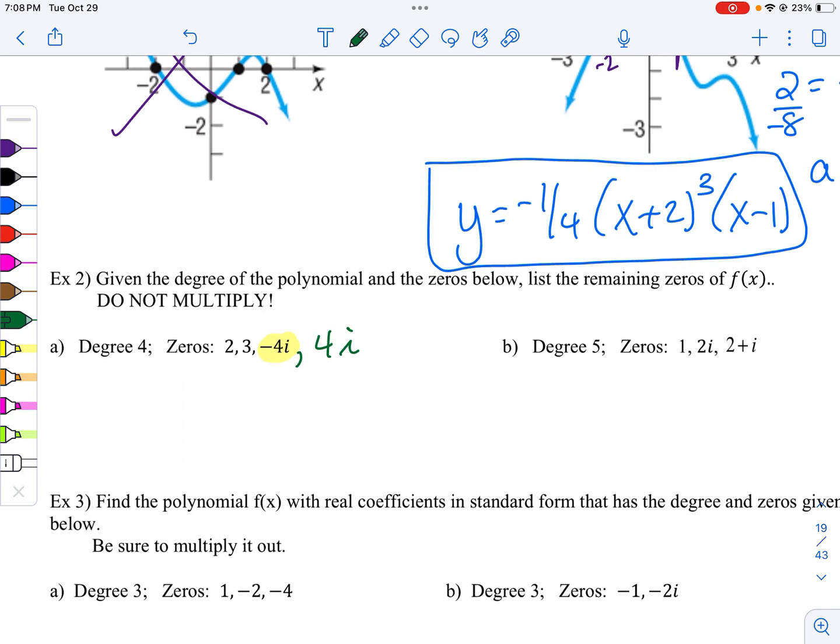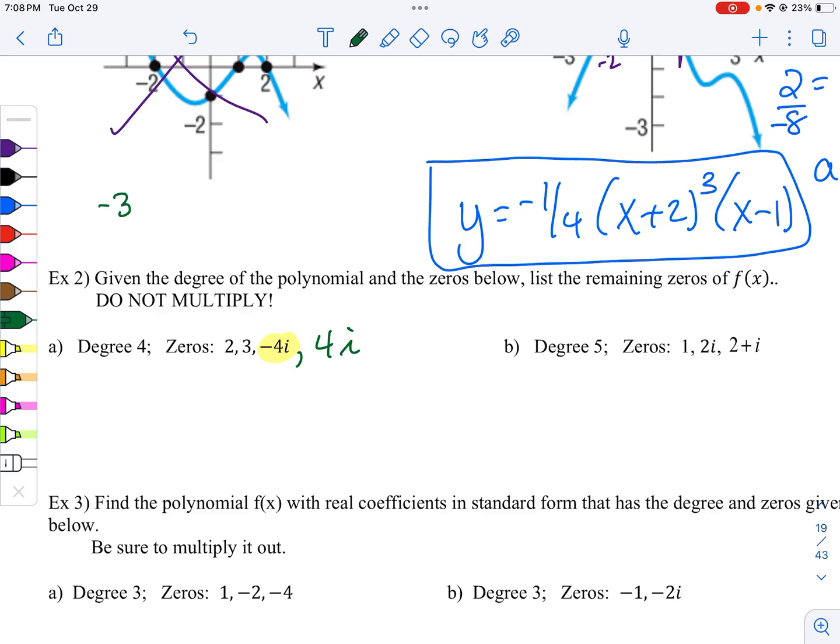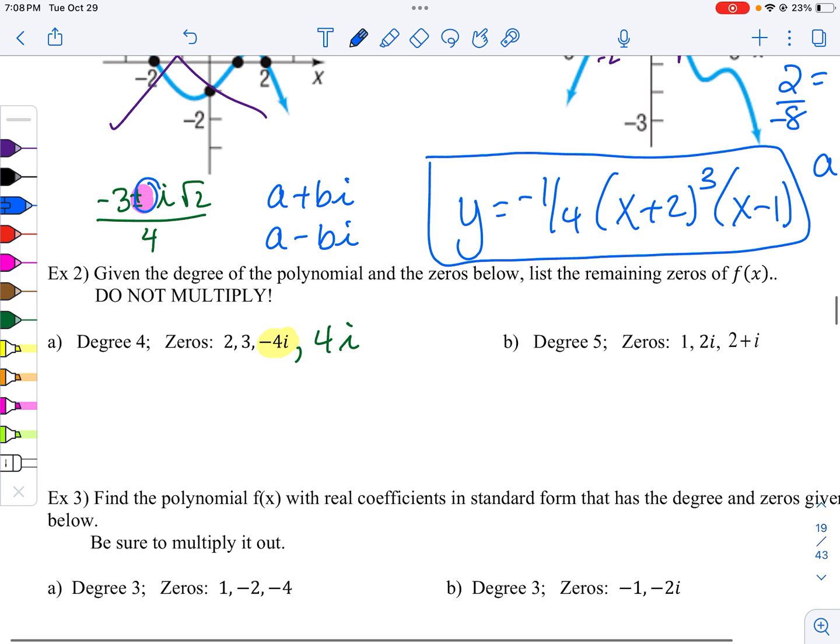If you think about the quadratic formula, we get something like negative 3 plus or minus, I don't know, i root 2 over 4. So we always end up with that plus or minus in between. That means anytime we have an imaginary zero, they have to come in pairs. The rule says that if a plus bi is a zero, so is a minus bi. That comes from the plus or minus in the quadratic formula. We always have a plus and a minus, whatever that imaginary part is.